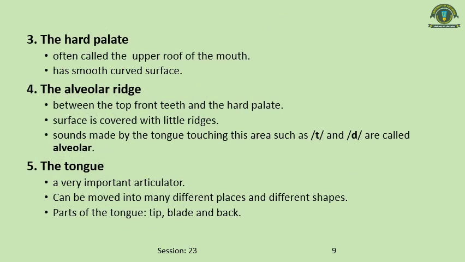Well, the third main articulator is the hard palate. It is also the upper roof of the mouth, and it has a smooth curved surface. That's very important to understand. Now, it is not an active articulator, always remember. It is a passive articulator. It is one of the areas, the entire ridge, and then the hard palate, behind the upper two teeth, where the hard area starts. So it is called the upper roof of the mouth, which has a smooth curved surface.